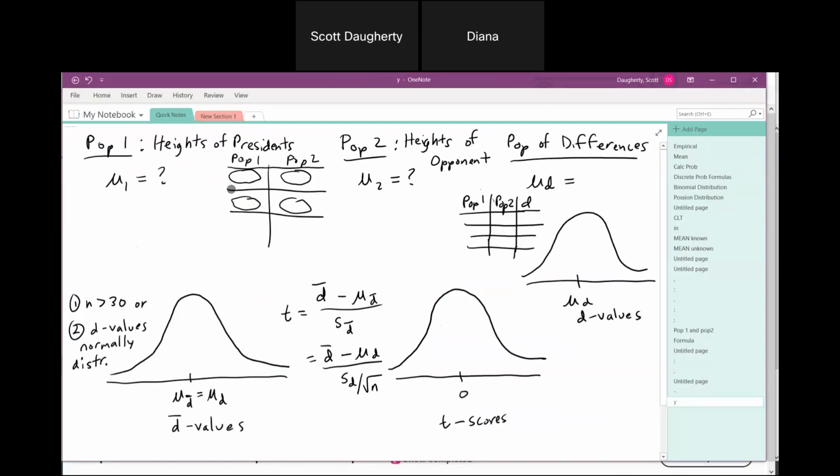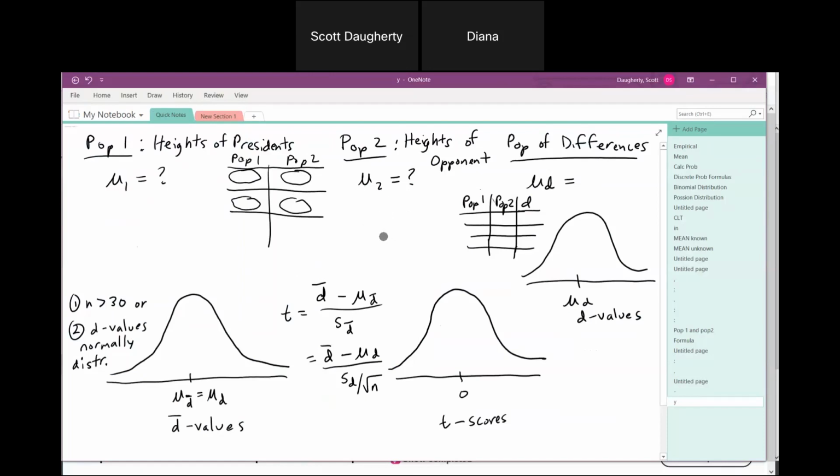Now, just take note of a couple things here. If I were to average up all the heights of population 1, we label that mu sub 1, the population mean. This would be the average height of all presidents. And if you average up all the heights of their opponents, that's mu 2, the population mean for this population, the average height of the presidential opponents. And this is a population mean, which consists of every opponent.